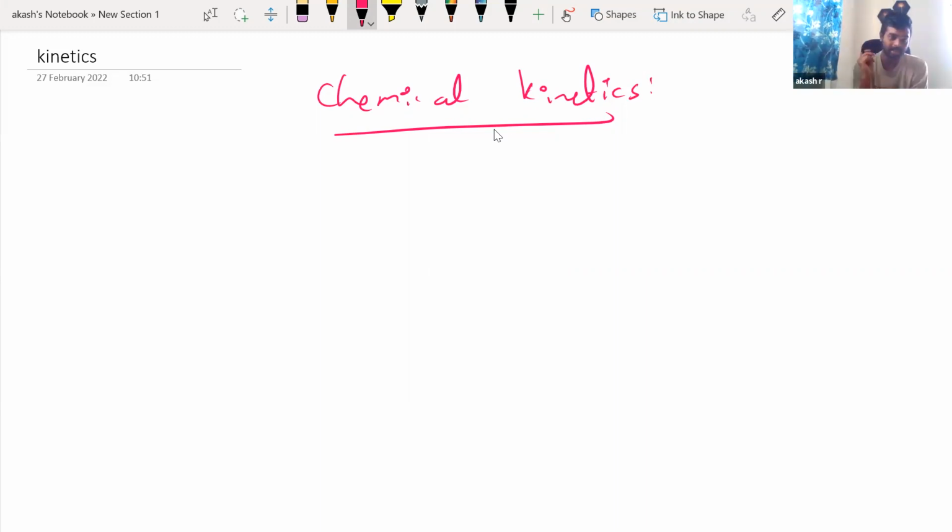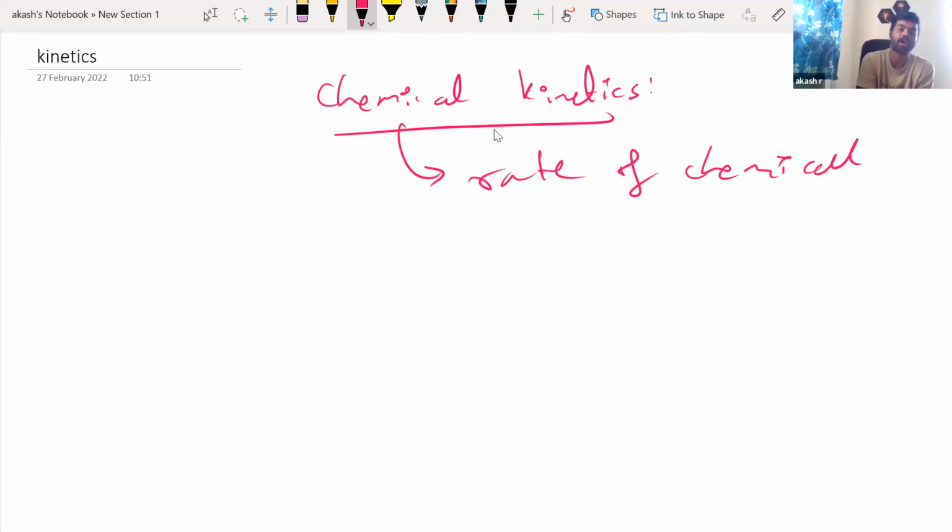In this chapter, we are actually going to study the rate of a chemical reaction, how fast or how slow a chemical reaction happens. And we are going to delve into the mathematics of this. We are not going to see why certain reactions are fast and why certain reactions are slow. That is not the thing here. But we are trying to calculate what will be the rate of a chemical reaction.